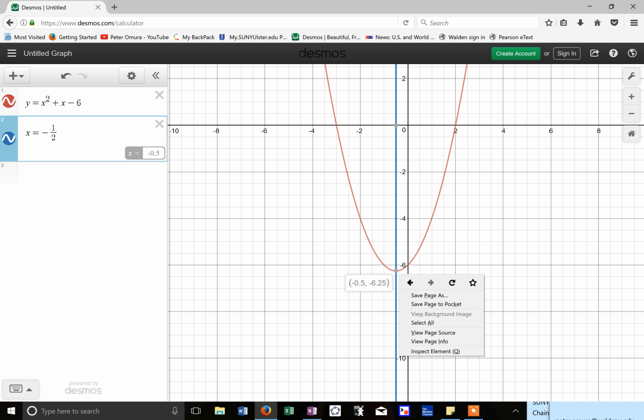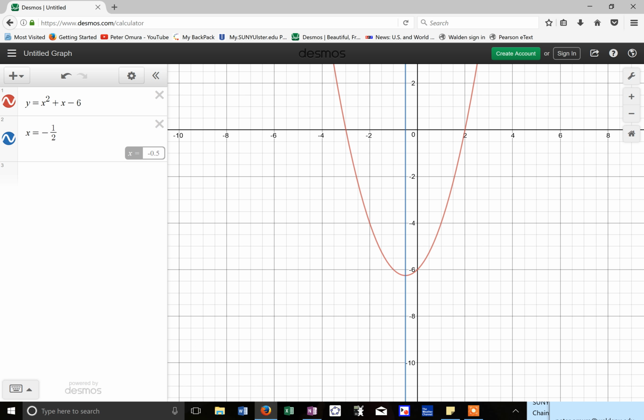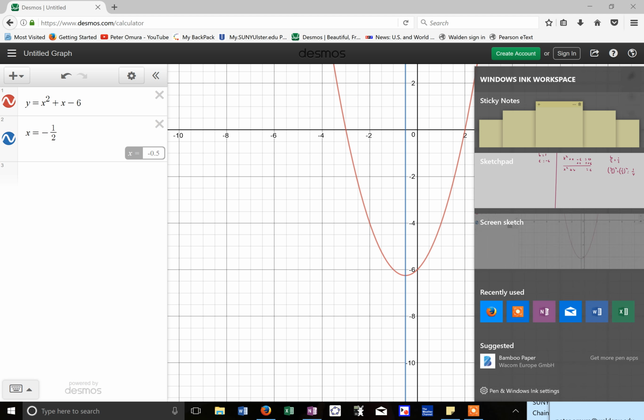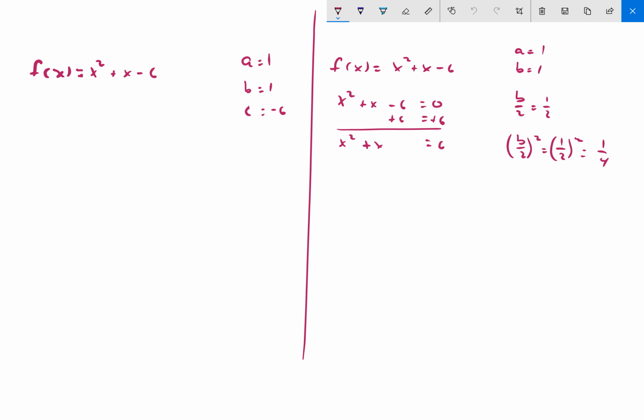Now, that's nice if you're using a graphing calculator and you have access to that. But how do you find it if you don't? And that's what I'm going to show you now. There's two ways of doing it. First, I'm going to factor and use a formula. I'm going to factor to find the intercepts.